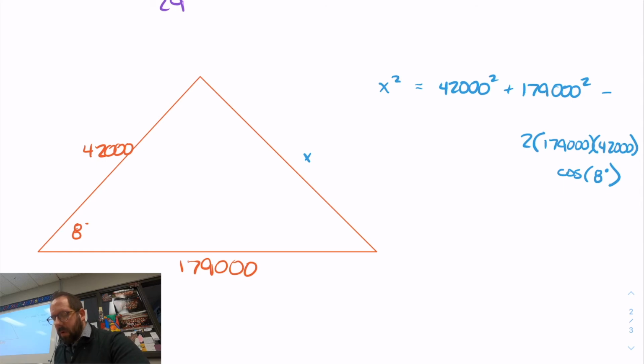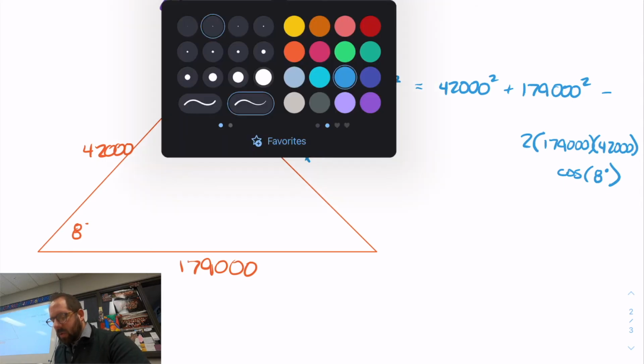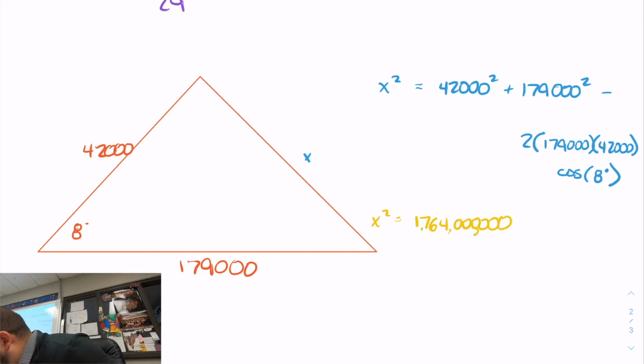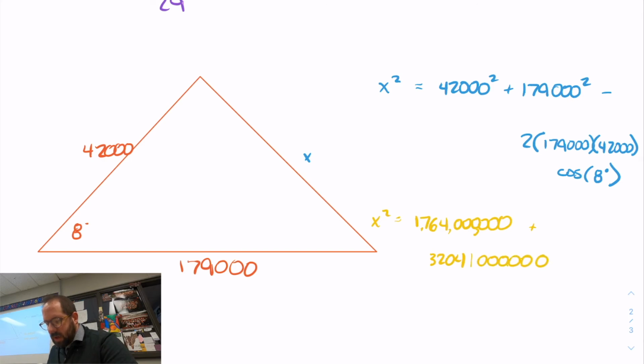Okay, going through the numbers here. X squared, 42,000 squared. Whoa. 1764, then 1 2 3 4 5 6 zeros. That's a billion? That's 6 zeros. Now, 179,000 squared. Oh my goodness. 32041, and I have to move it back 6 more spots, 1, 2, 3, 4, 5, 6. 32 billion.